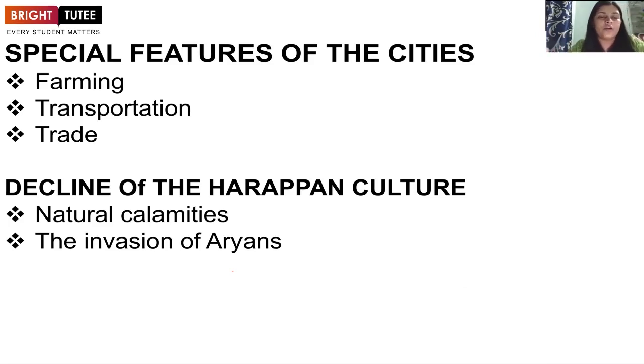And we see that there were wheat, barley, pulses, pea, rice, and sesame. These were grown in villages in Harappa and Mohenjo-daro. So these are the types of crops which people were producing during that time.